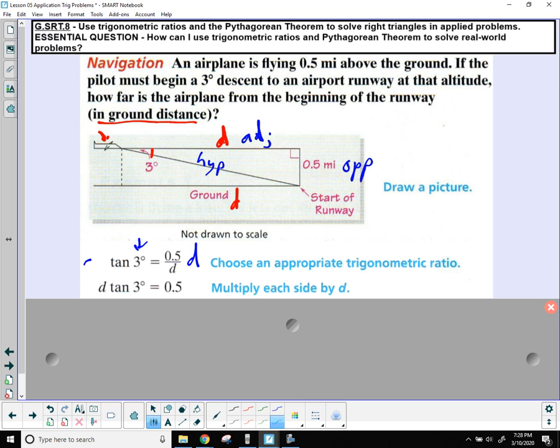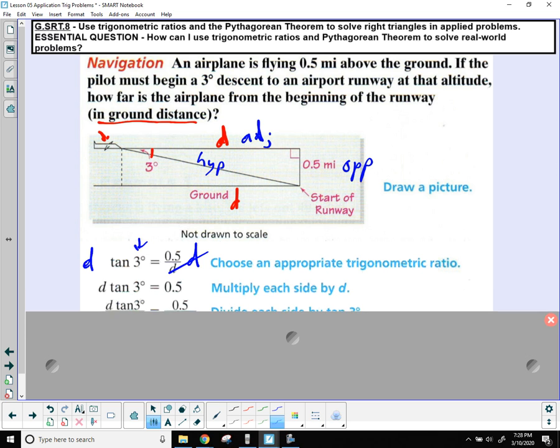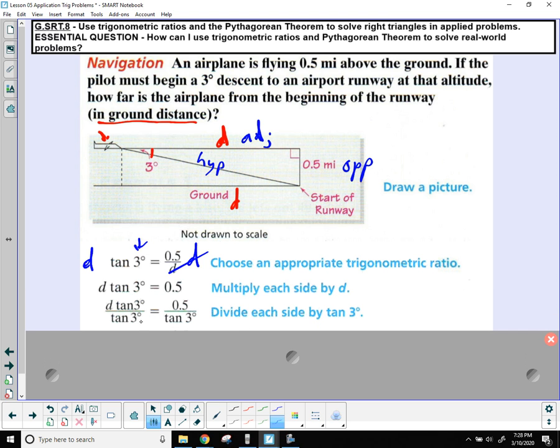Okay, these D's will cancel. Here's that D, D. I've seen better D's. There we go. Then you're going to want to divide by tangent 3, so those could cancel. And then you're going to plug that in your calculator. So, boop.